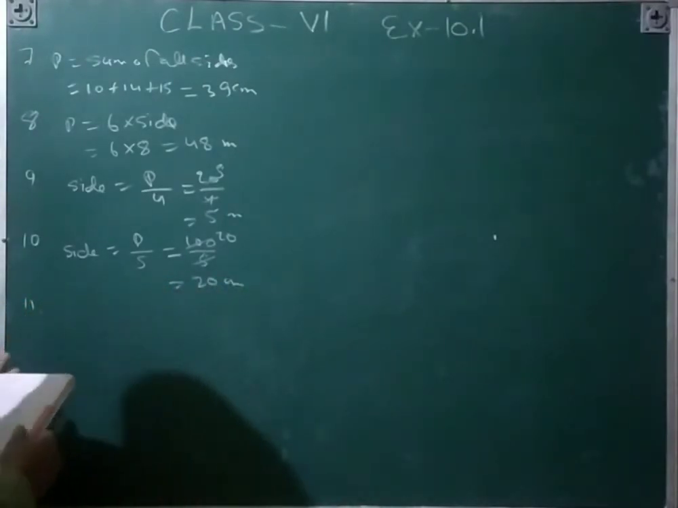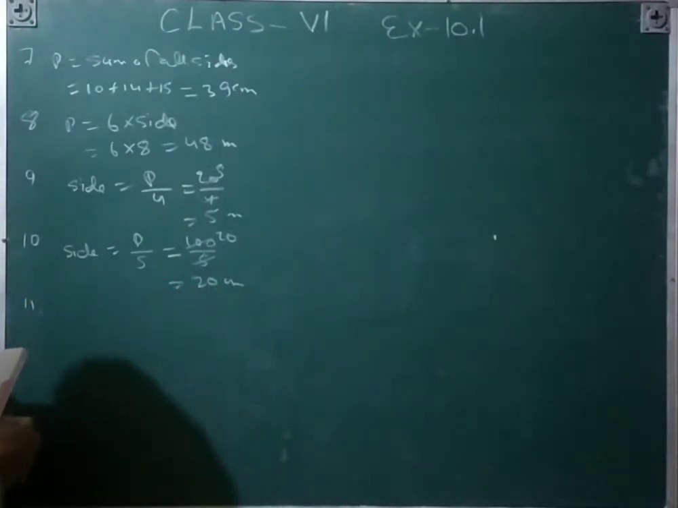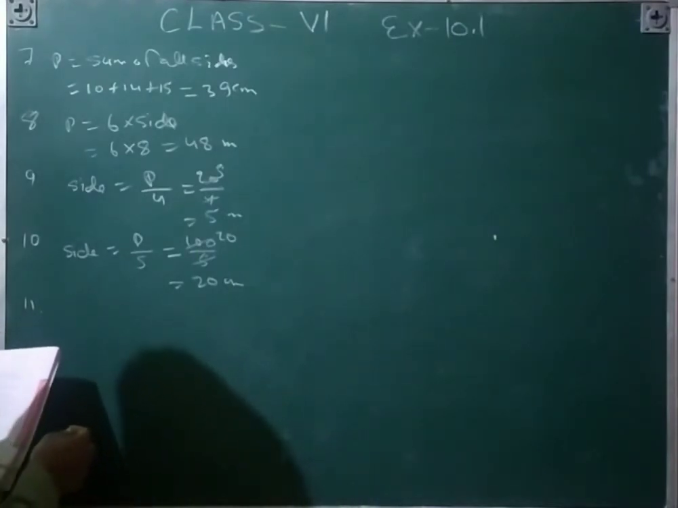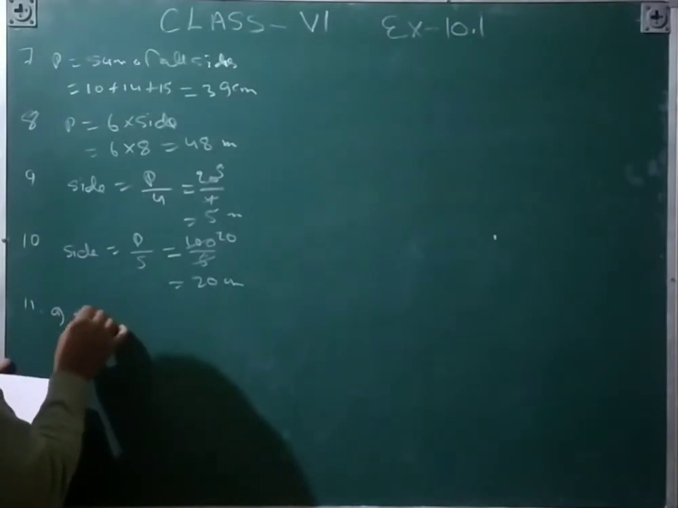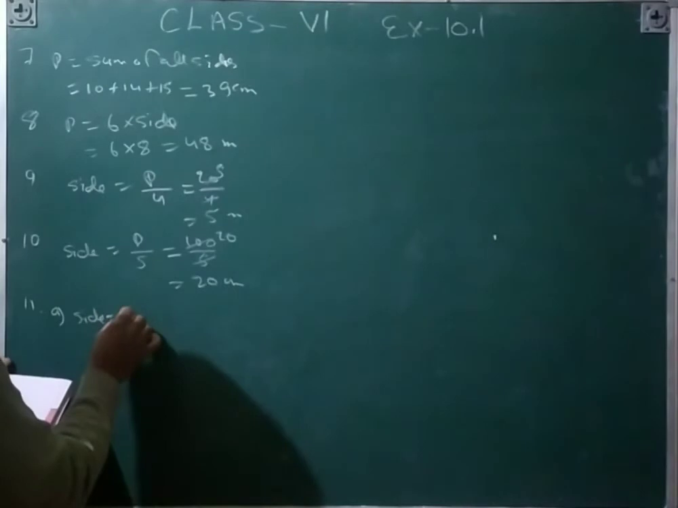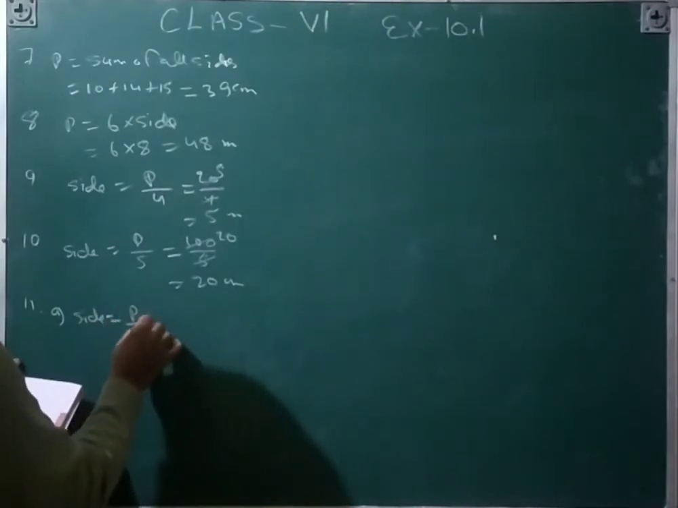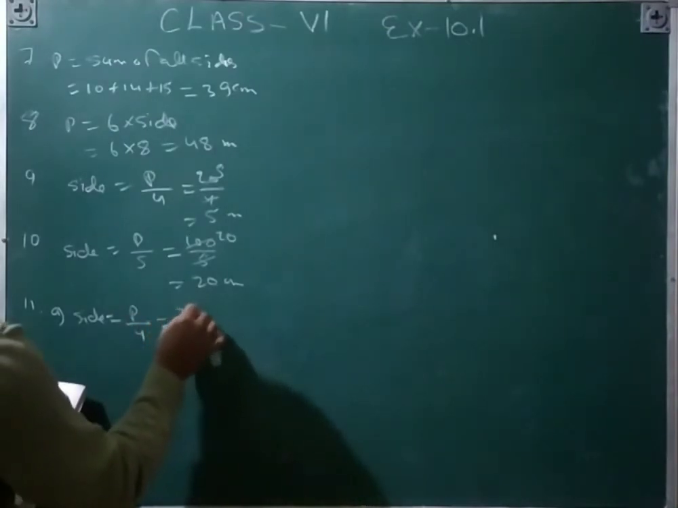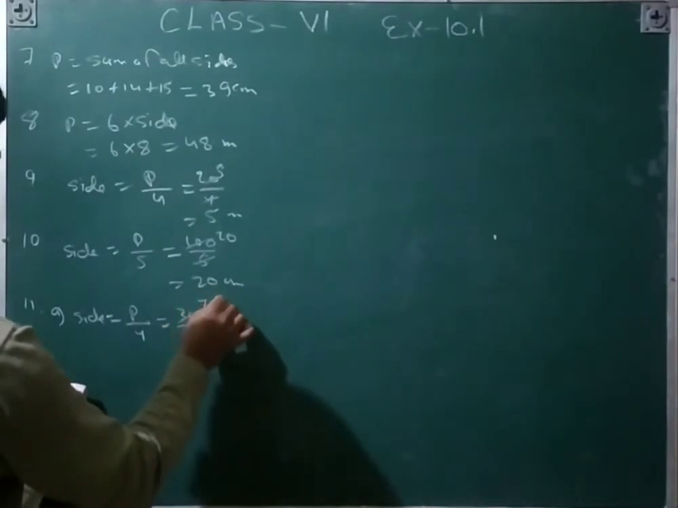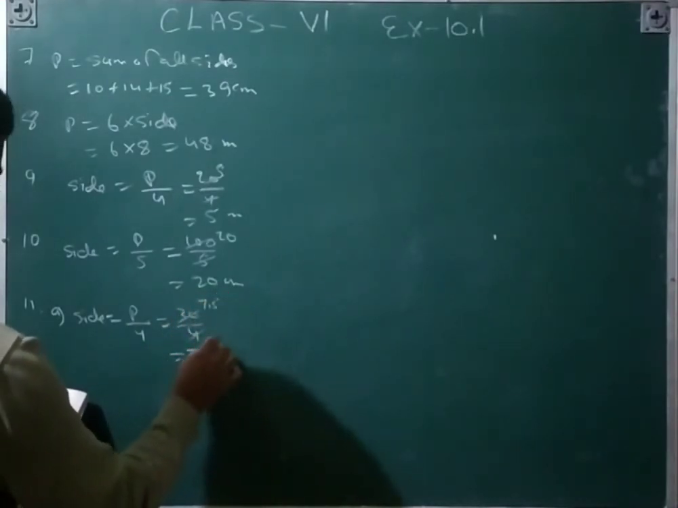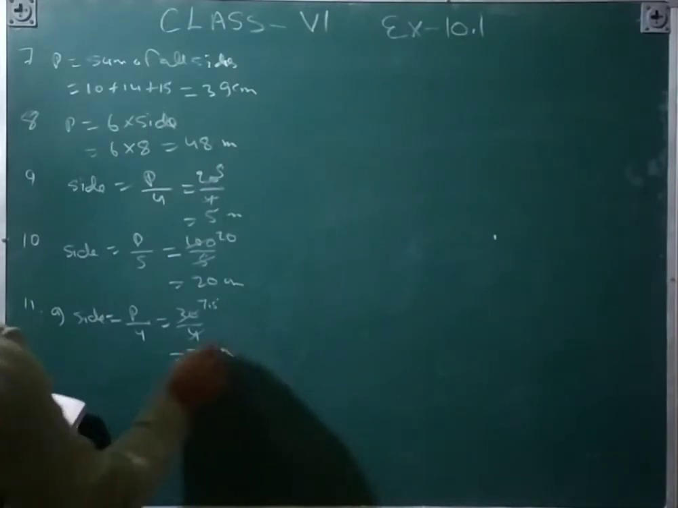11th question. The perimeter is given there. A part: side is equal to perimeter upon 4, because that is a square. So 30 upon 4, that will be 7.5. So that is 7.5 centimeter.